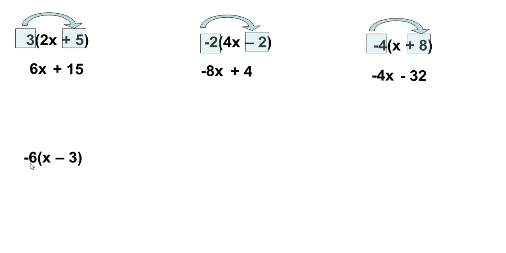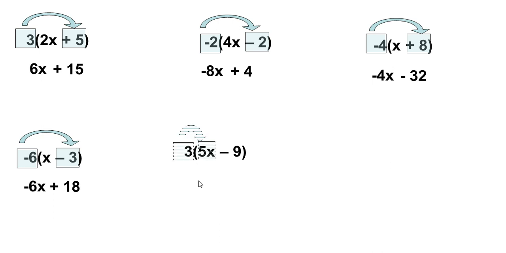The next one is negative 6 times everything in parentheses. Negative 6 times x. Remember there's a 1 in front of this x, so it's negative 6 times 1. I get negative 6x. Then I multiply negative 6 times a negative 3. Remember, I take that sign in front of the 3. A negative times a negative gives me a positive, so it's a positive 18. Therefore, there's going to be a plus sign here since it's a positive 18.